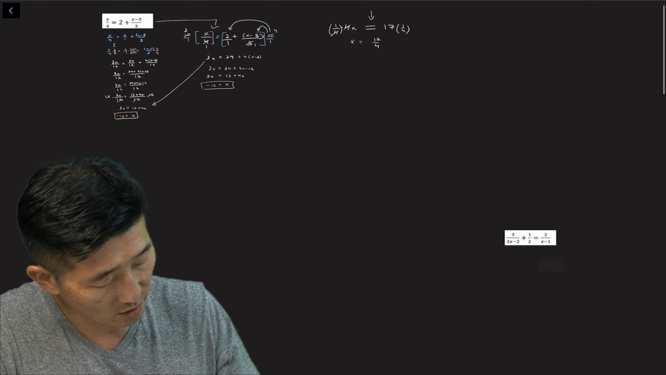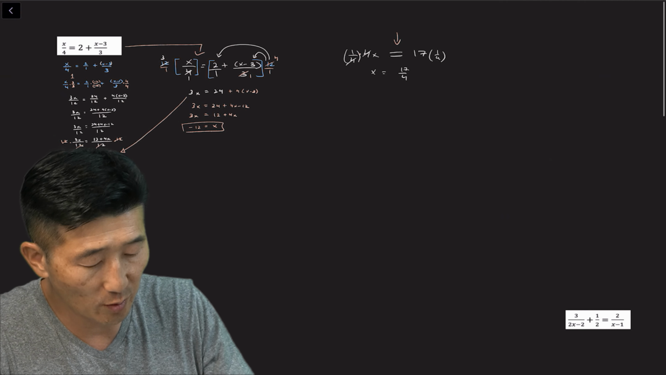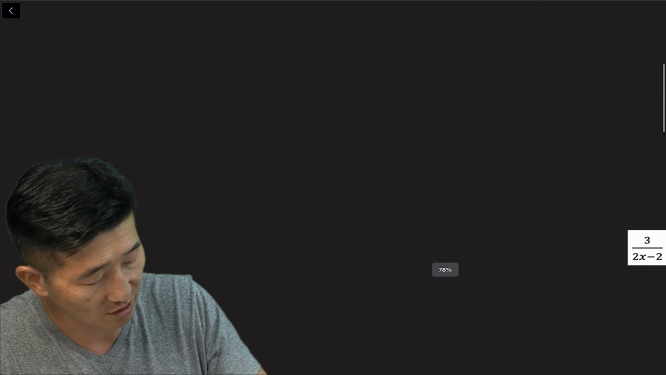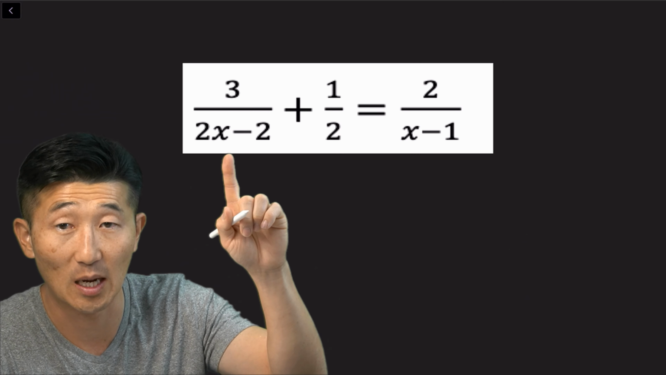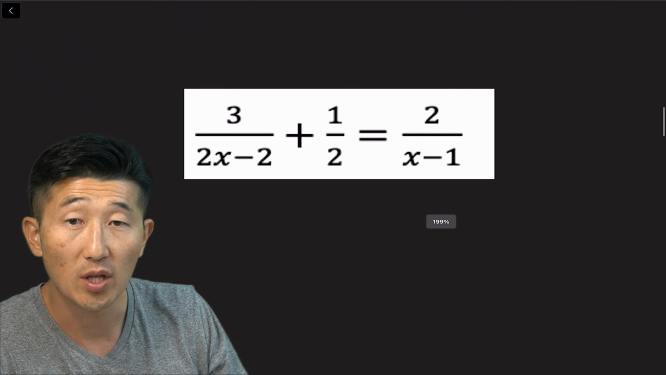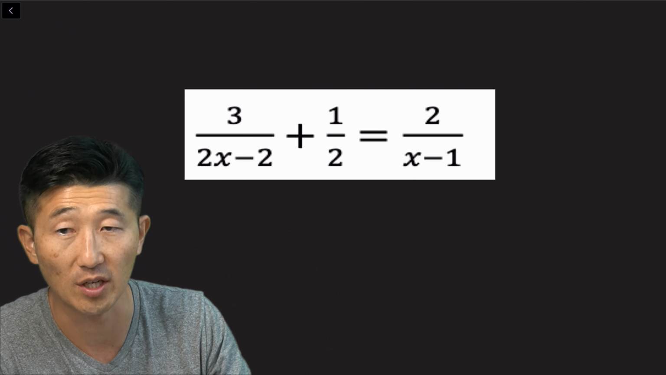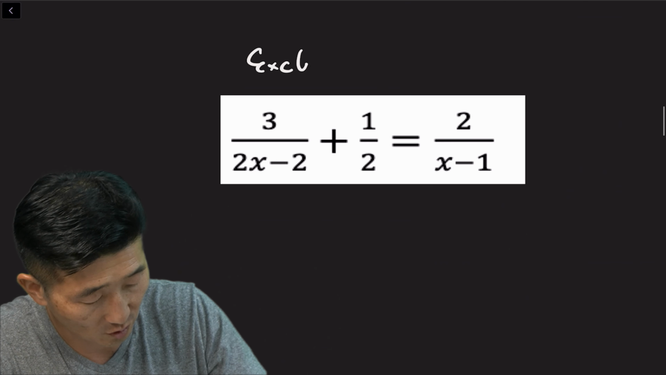Let's see, I think I picked another one here. Yep. All right. Now, the difference between this problem and the one that we're going to see here is that now you have variables on the denominator. Whenever you have denominators with a variable, you always start with the excluded value. Okay?